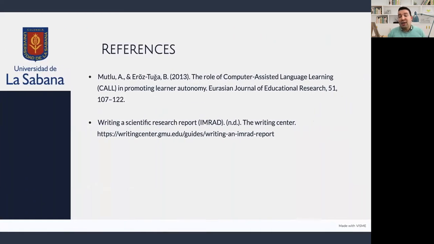Here are the reference from the article where you can access it, and the reference of the citation of what is a method.